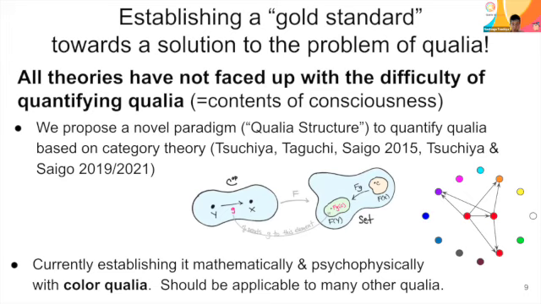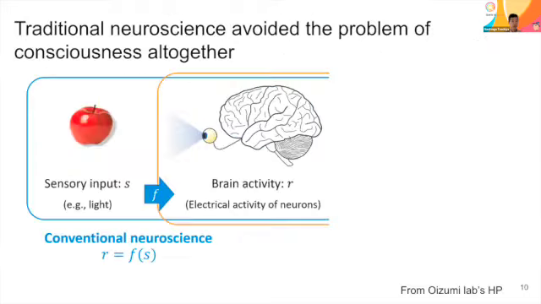We are currently focusing on color qualia, because that's the most intensely discussed topic about qualia in philosophy, psychology and neuroscience. Do I experience the same kind of red as you or not? Traditional neuroscience has avoided the problem of consciousness altogether by focusing on sensory input and how it translates to brain activity, or how brain activity translates to sensory input.